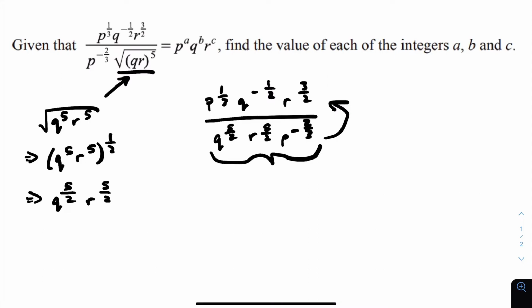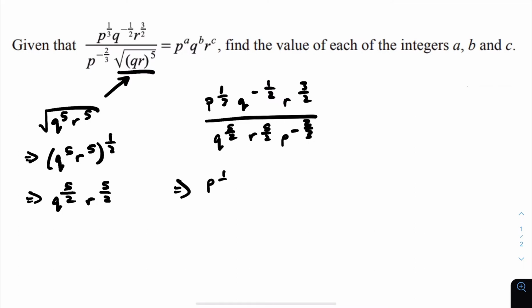So where we have q to the power of 5 over 2, we can rewrite this as 1 over q to the power of negative 5 over 2. So knowing this, we can just change the sign on each denominator term in order to bring it to the numerator. So let's do just that. We get p to the power of a third times q to the power of negative half times r to the power of 3 over 2 times q to the power of negative 5 over 2 times r to the power of negative 5 over 2 times p to the power of 2 over 3.